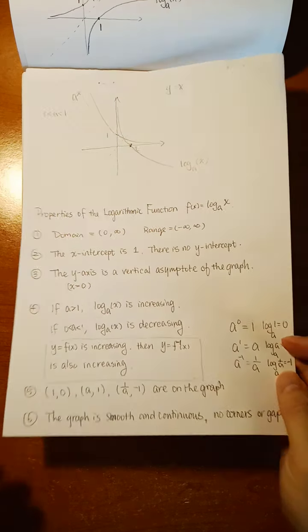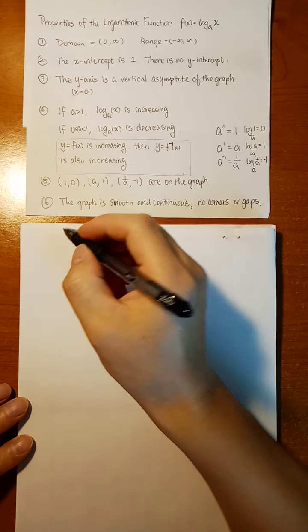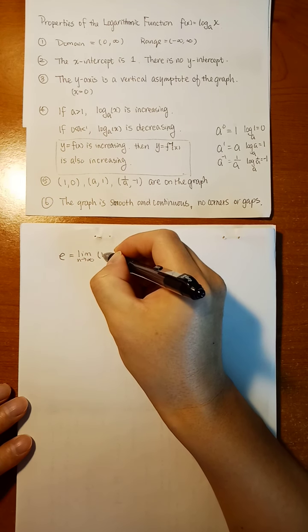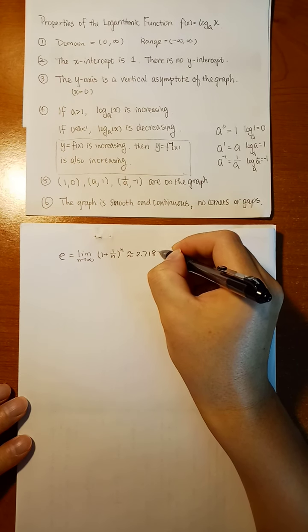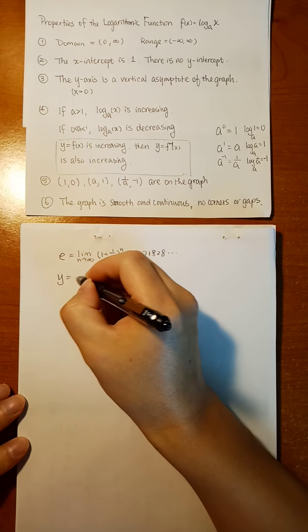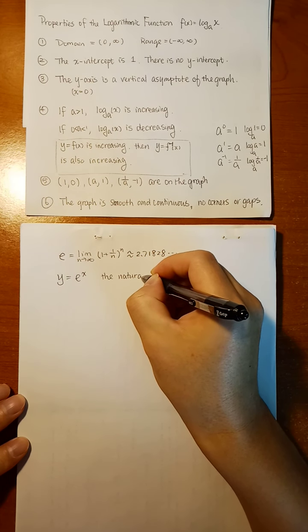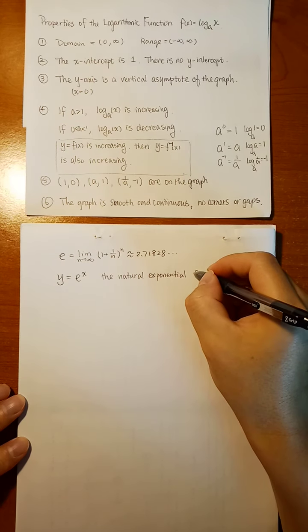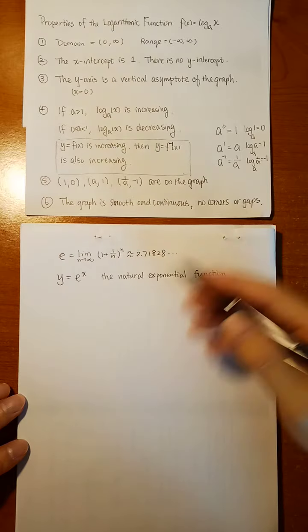In the exponential function, we have a special number. Do you still remember that special number? e. e is the limit as n approaches infinity of (1 plus 1 over n) to the nth power. It's approximately some number like this. And we have y equal to e to the x. We call it the natural exponential function. Okay, still it is an increasing function. It's just a special choice of base a.